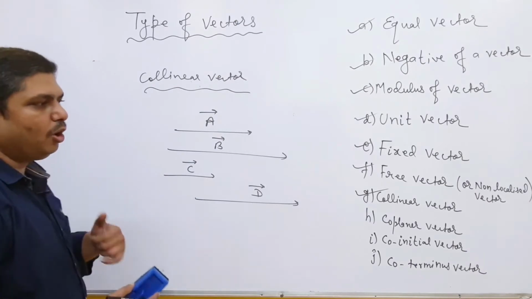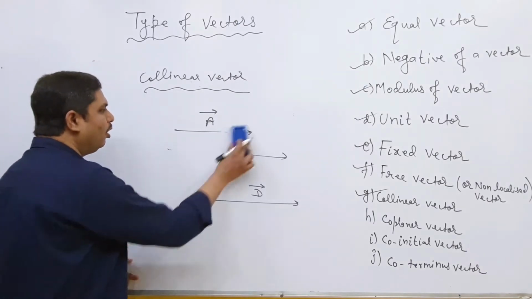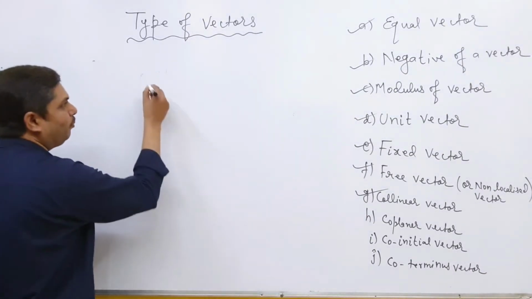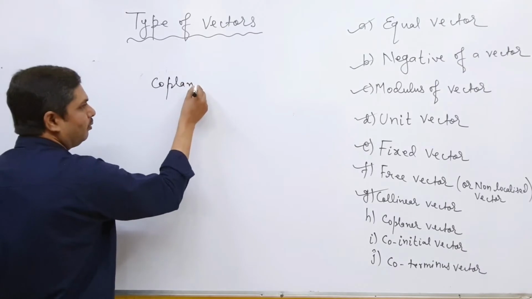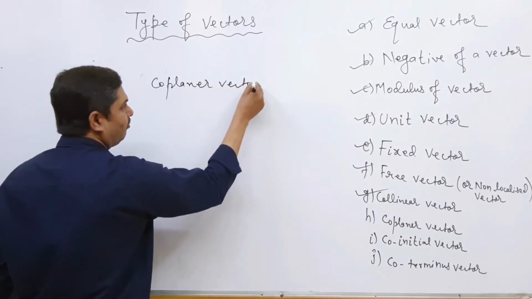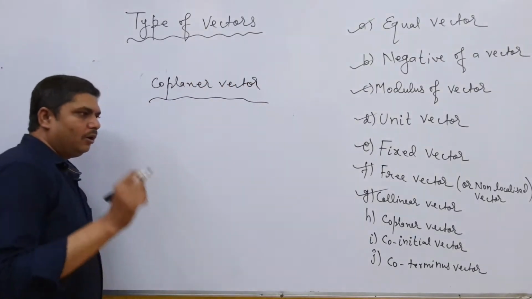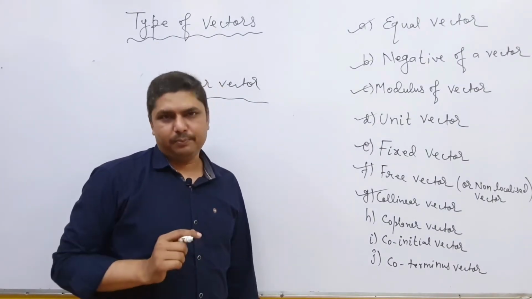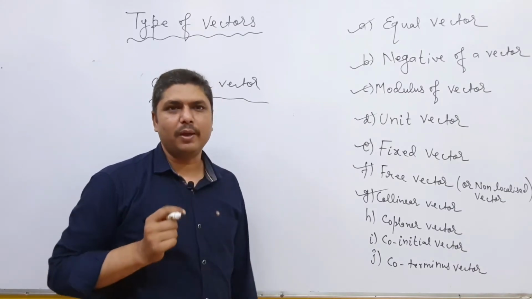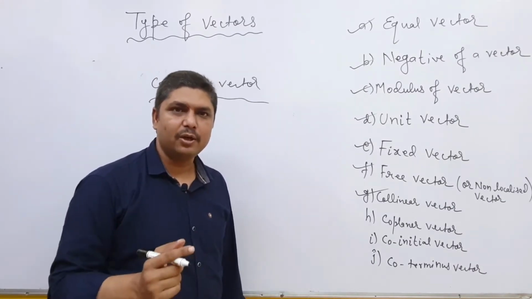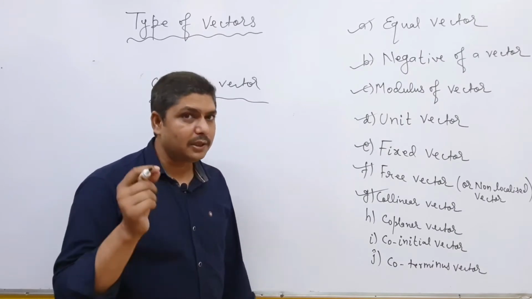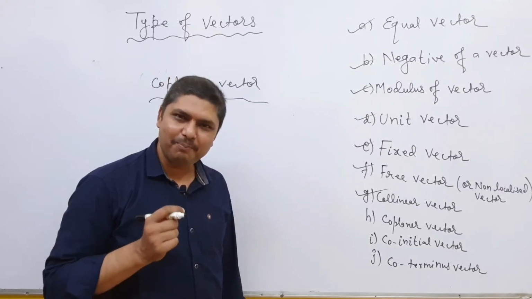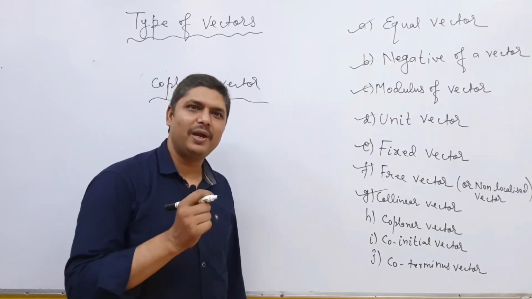Now next is coplanar vector. Your copy page is the XY plane. This board is the XY plane. The vectors drawn on this board are said to be coplanar vectors. This means that vectors drawn on the same plane are said to be coplanar vectors.